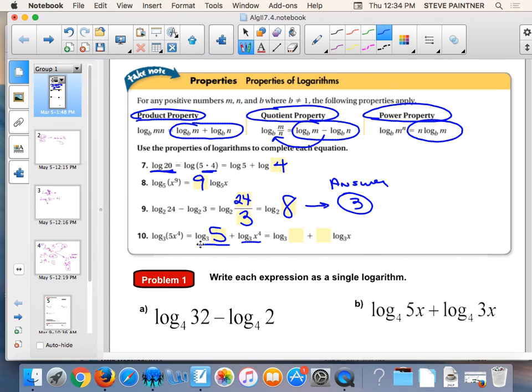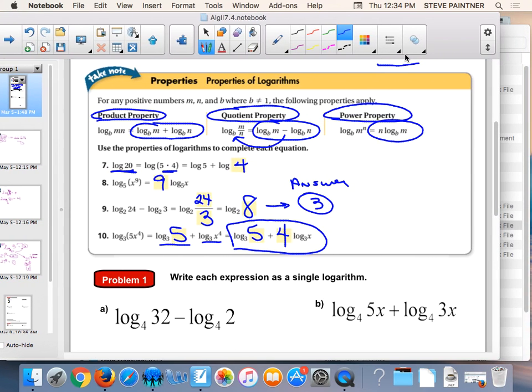But now you're going to apply another property. X to the 4th, where can the 4 go? In the front. And this would be log of 5. There's nothing to do. So here's the final answer after applying the properties. That's them leading you through it. Now, you get to do it all on your own. All right. Here we go.